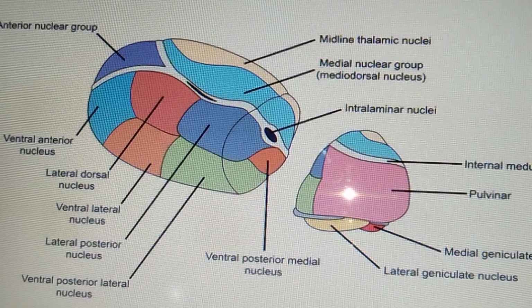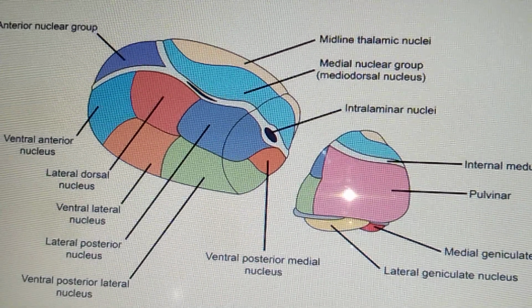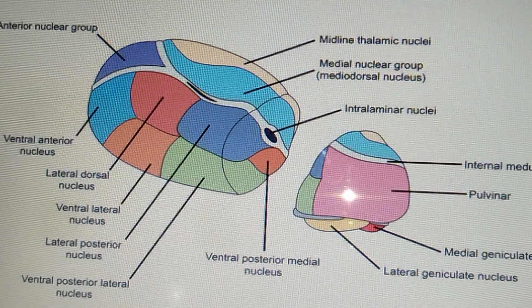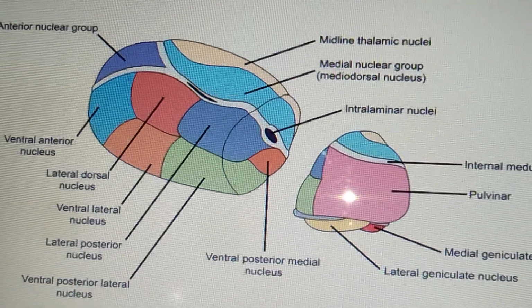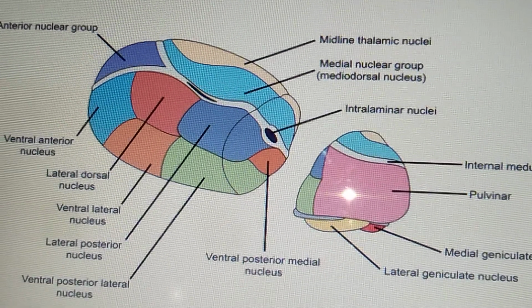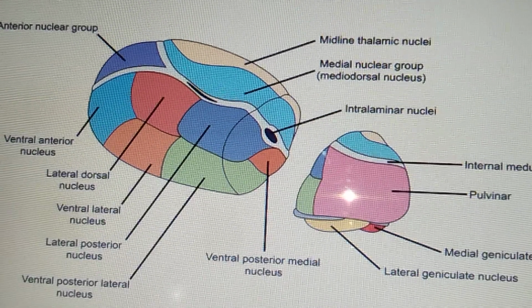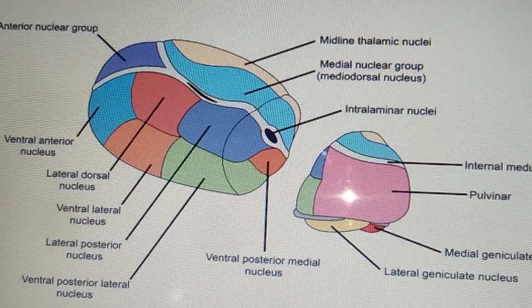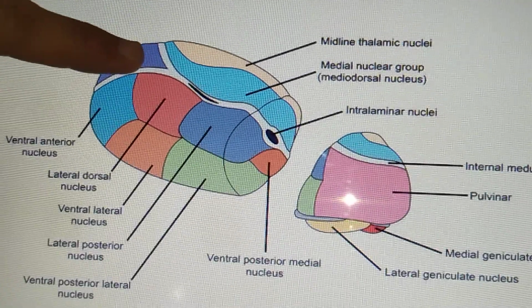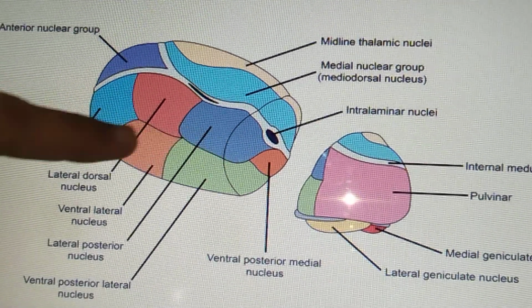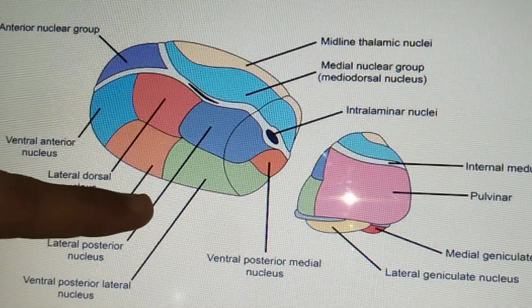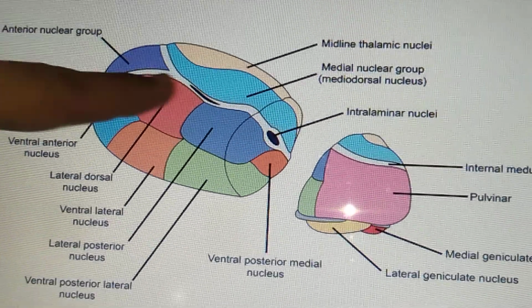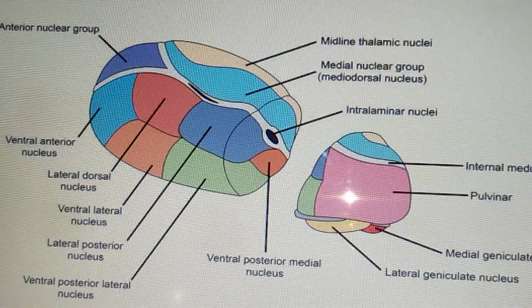Next is the structure and the nuclei of the thalamus, right? Now this is very important. The white matter, the external medullary lamina, covers the lateral surface. There are two laminas present as white matter in the thalamus. One is the external medullary lamina covering the lateral surface, and another is the internal medullary lamina that divides the thalamus into three parts: anterior, medial and lateral, right? So this division is by the internal medullary lamina, forming part of the white matter.